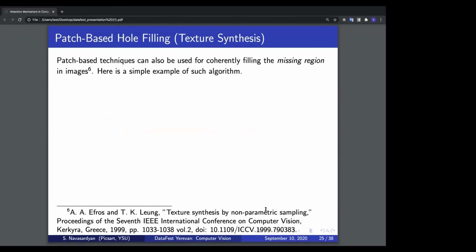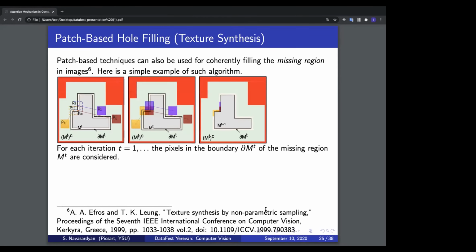If we use these patch-based techniques for texture synthesis or hole filling, let's assume we have an image and a missing region here.